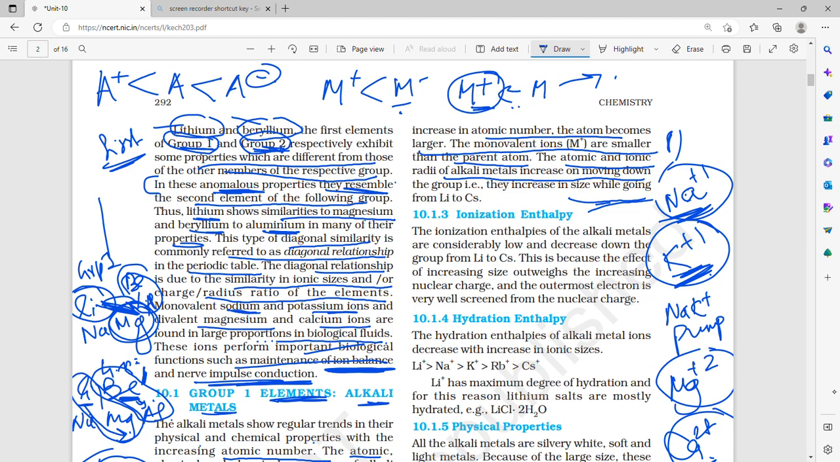So the monovalent ions M+ are smaller than the parent atom, and the atomic and ionic radii of alkali metals increase on moving down the group. That is, they increase in size while going from lithium to cesium, because new shells keep adding up.